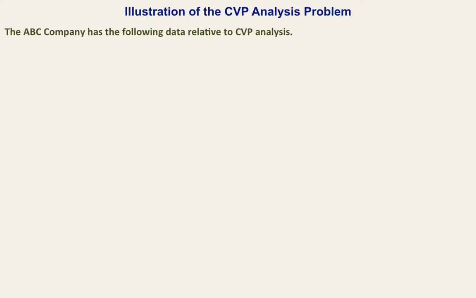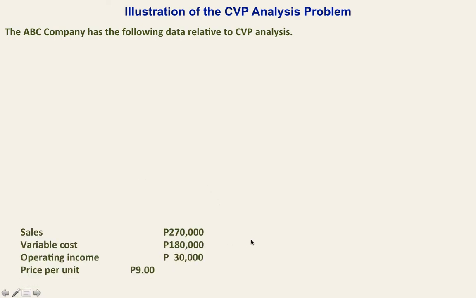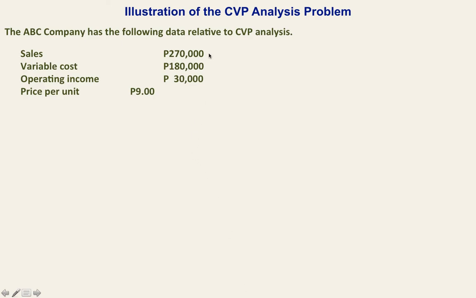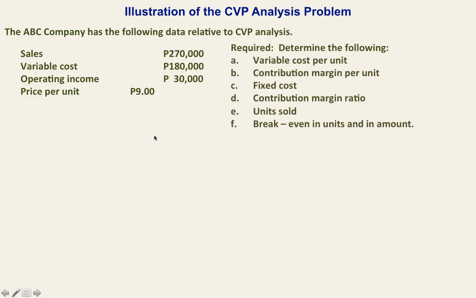This is a CVP analysis problem. The ABC company has the following data relative to CVP analysis. These are sales of 270,000, variable cost of 180,000, operating income of 30,000, and price per unit is 9. And you are going to determine the following: variable cost per unit, contribution margin per unit, fixed cost, contribution margin ratio, units sold, and break-even in units and in amount.